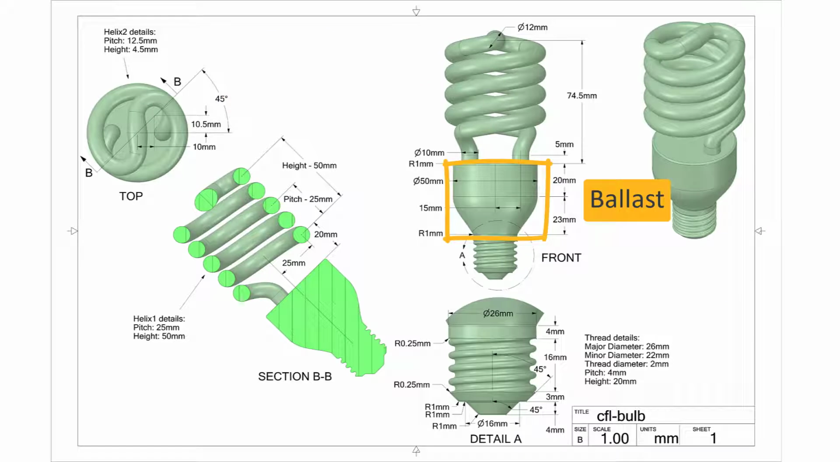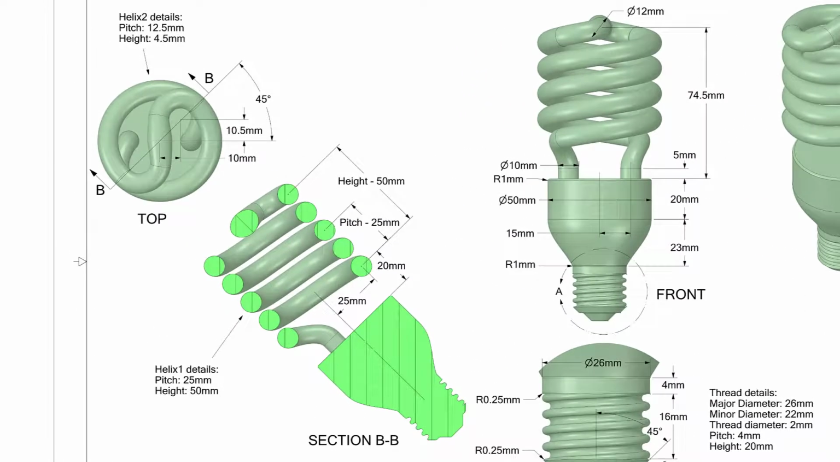We can first sketch the central section using the dimensions provided in the front view. Once the central section is done, we can create the helical tube. It can be seen that a couple of helix details are provided in the technical drawing. Also, notice that there are two helical tubes. We will create one tube and then create a copy and rotate it by 180 degrees. The last step in the helical tube creation will be to connect the two tubes at the top using dimensions specified in the front view.